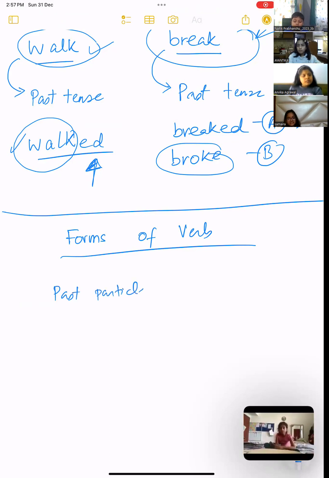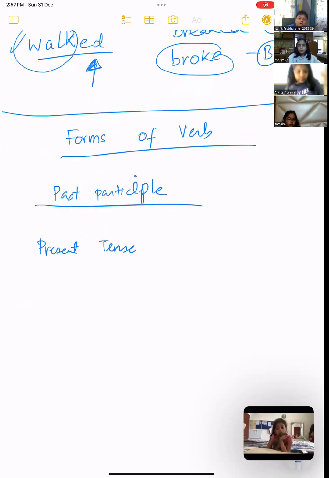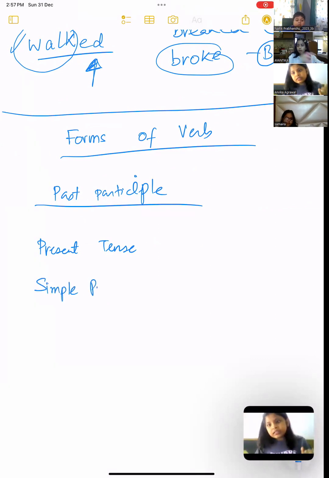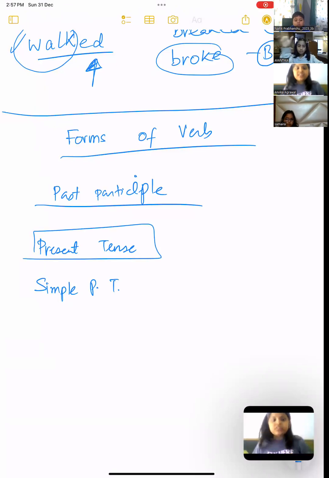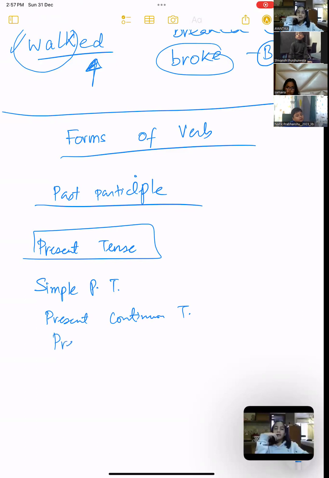When we talk about changing the tenses of the verb, and I'm just focusing on present tense, we have four different kinds of tenses. Can someone tell me about it? Simple present tense. Yes, Anvika. Ma'am, simple present tense, present continuous. Yes, present continuous. Perfect. Present perfect. And the last one?